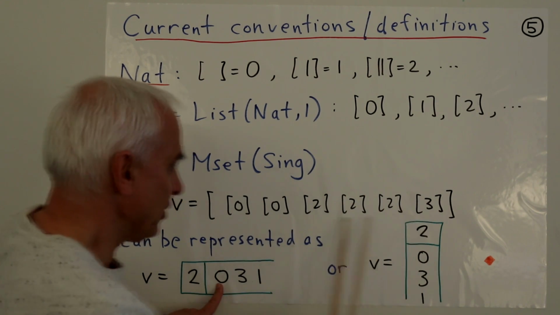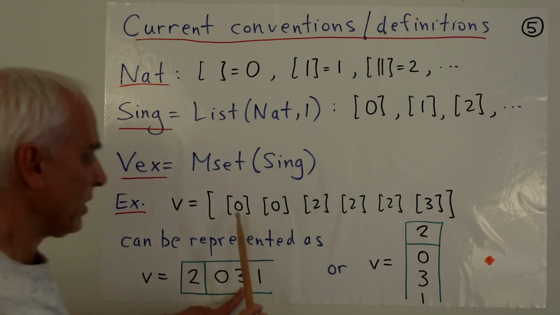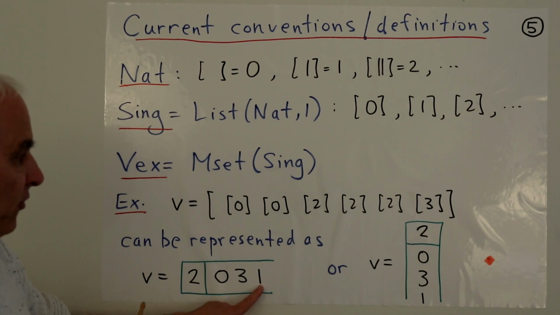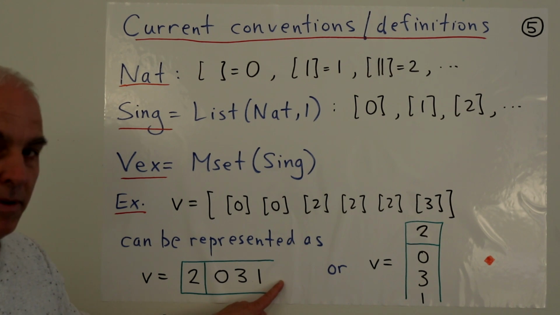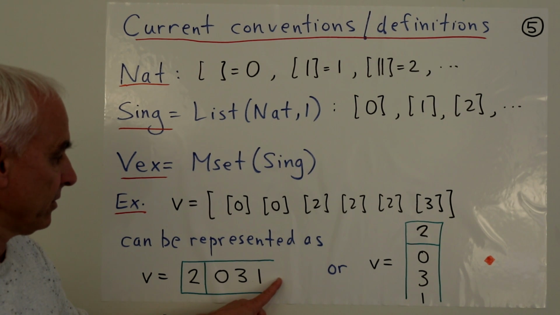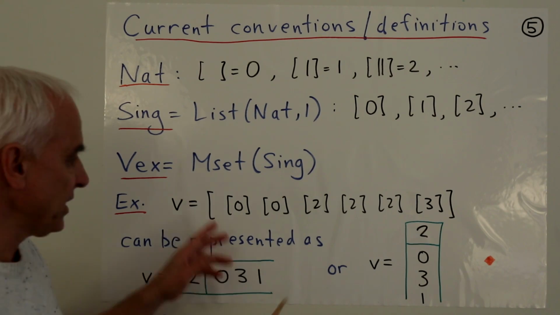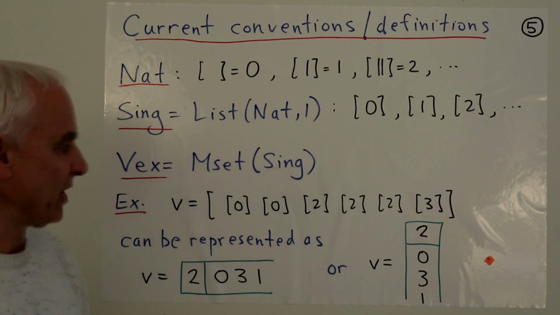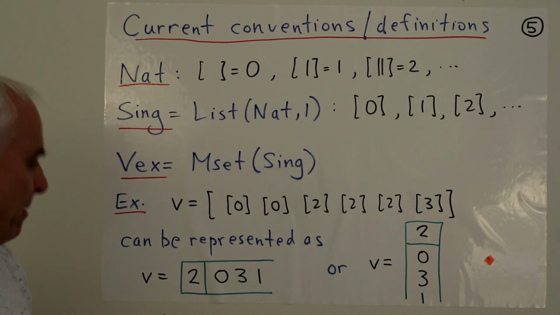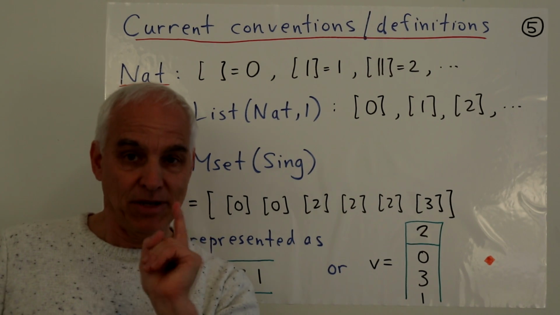We look at how many singleton 2s there are, there's 3 of them. We look at how many singleton 3s there are, there's 1 of them. We look at the number of singleton 4s, there's 0 of them, but we don't have to put that 0 there. So this is basically a multiplicity list that describes the M set. But notice that we're introducing something a little bit different.